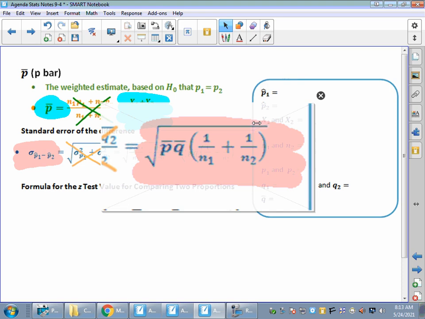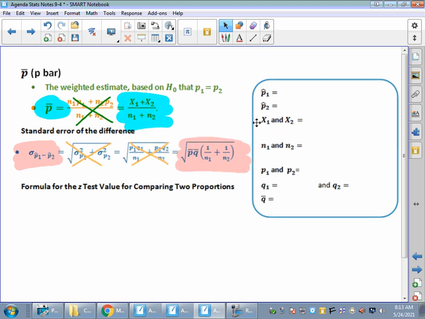It looks messy. We got some side calculations. The reason I had to mention p-bar was because it shows up in our margin of error. It shows up in our test statistic. It shows up in our confidence interval. So let's do a quick little thing here. So p hat 1 and p hat 2. We know those, right? P hat 1 is the proportion or the percentage of population 1. So x sub 1 over n sub 1.